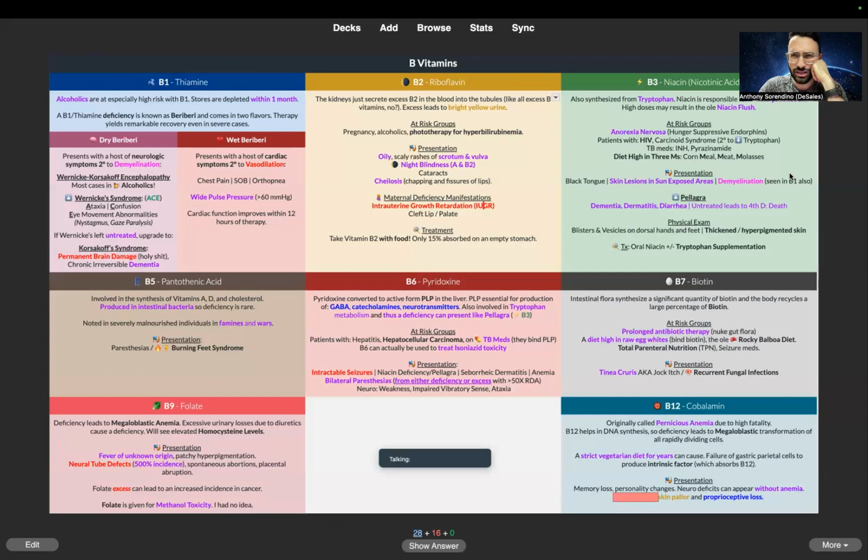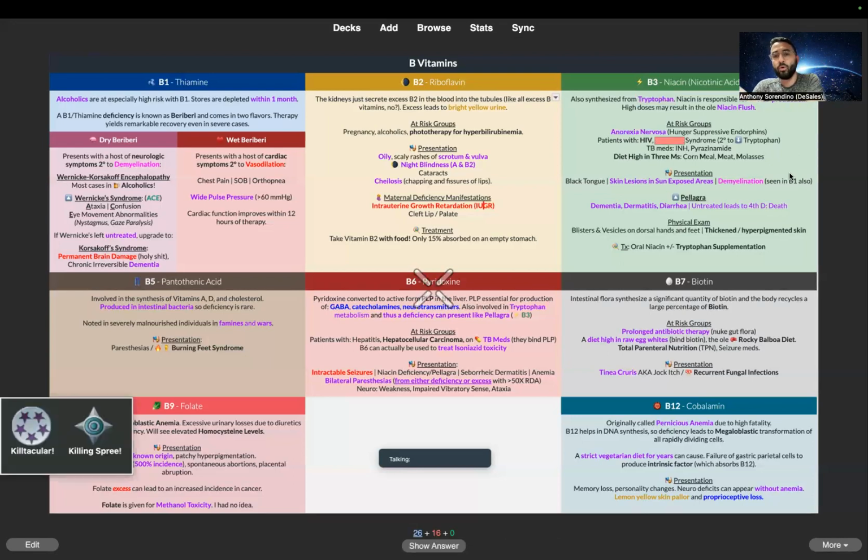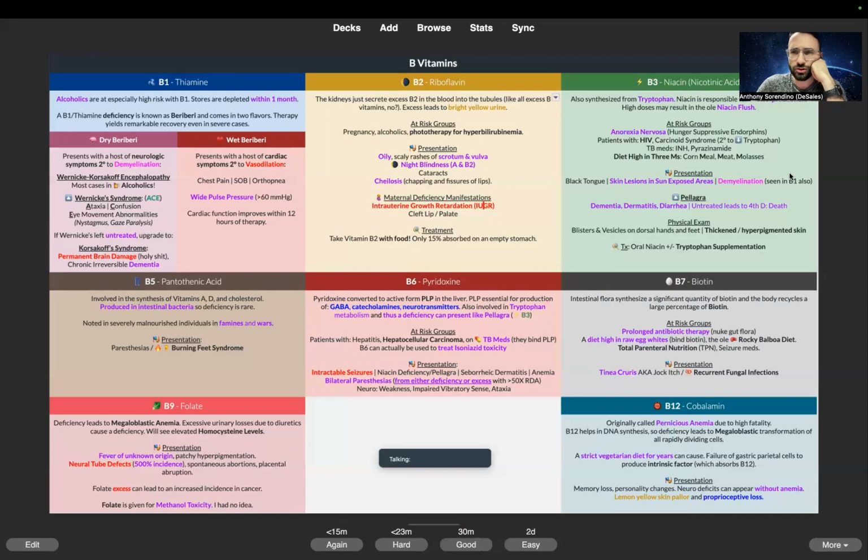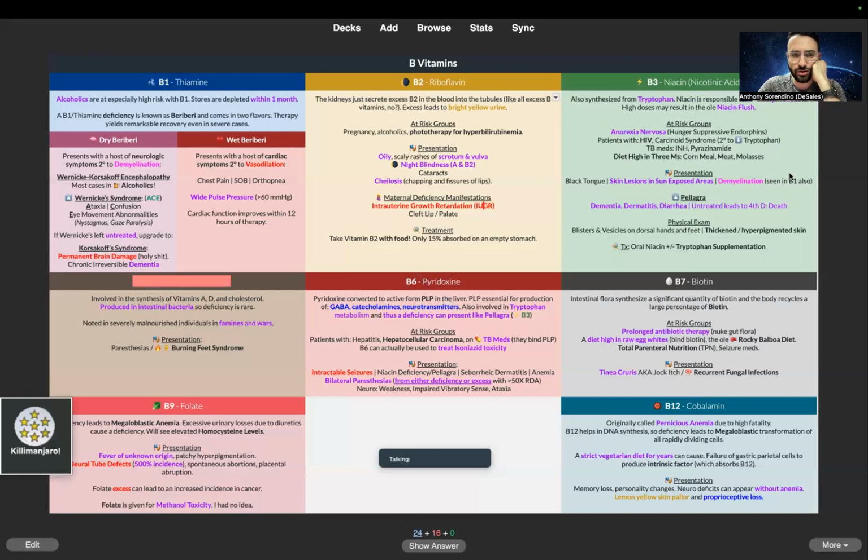You're going to get yellow skin pallor with B12. I didn't know that. Again, these are deficiencies unless noted otherwise. B3 is synthesized from tryptophan. That's important. You're also going to see that with B6, right? Patients with HIV, carcinoid syndrome, you're going to lose tryptophan, so you're not going to be able to make B3. A strict vegetarian diet for years can cause that, B12.